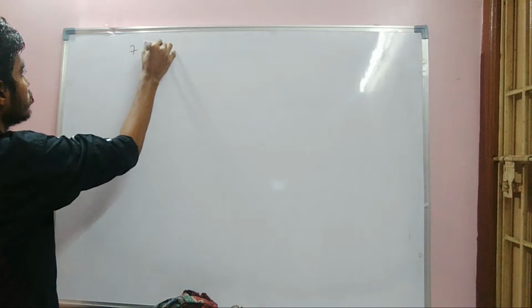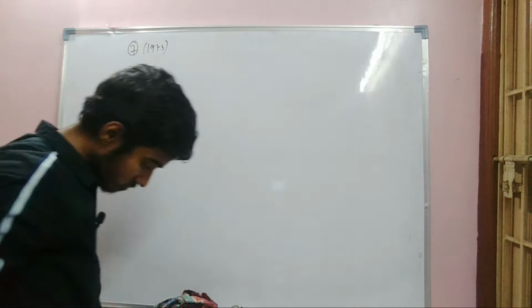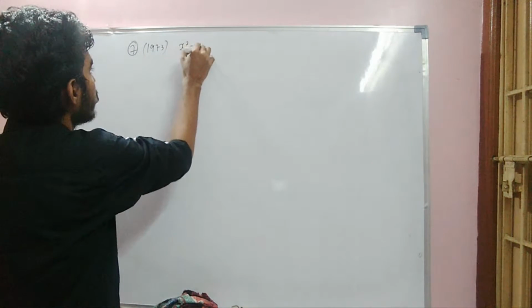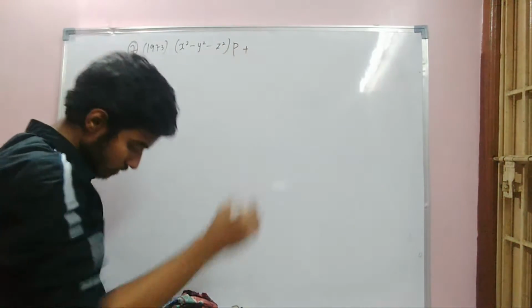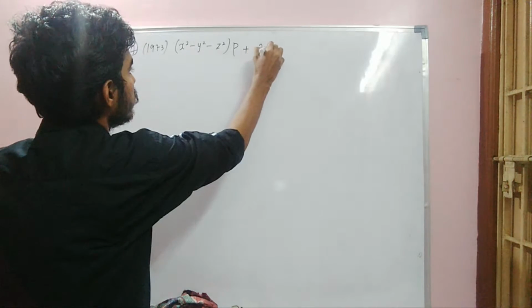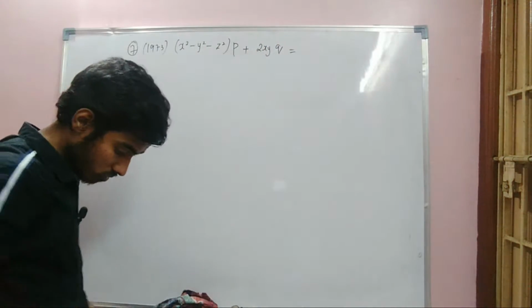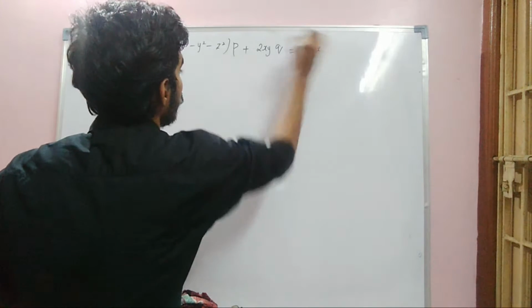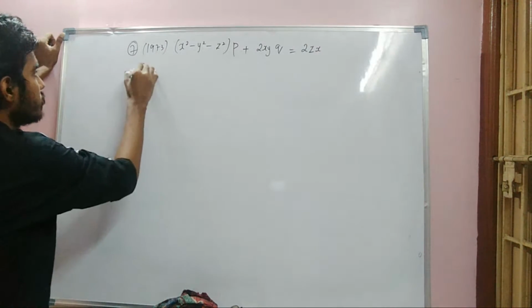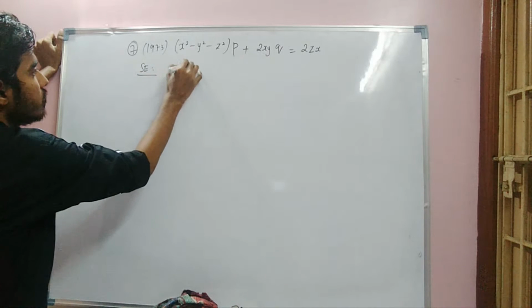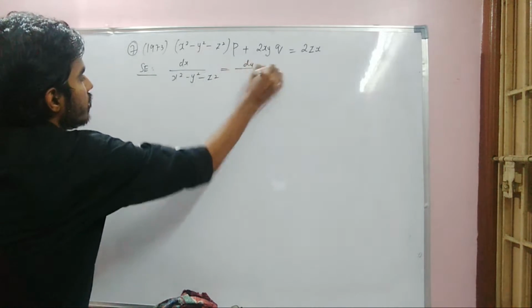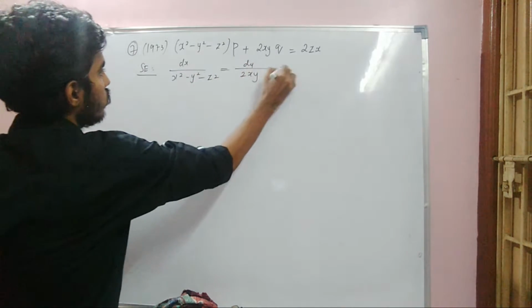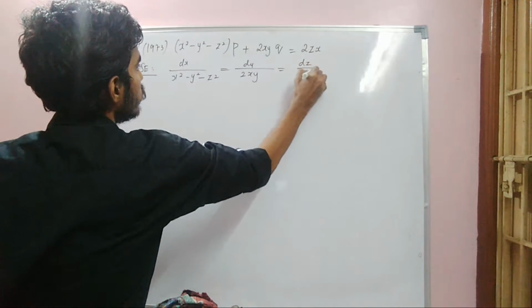So 7th problem, this question was asked in 1973. X square minus y square minus z square into p plus 2xy into q is equal to 2zx. So first we will write the subsidiary equation. So it is dx divided by x square minus y square minus z square, dy divided by 2xy, dz divided by 2zx.